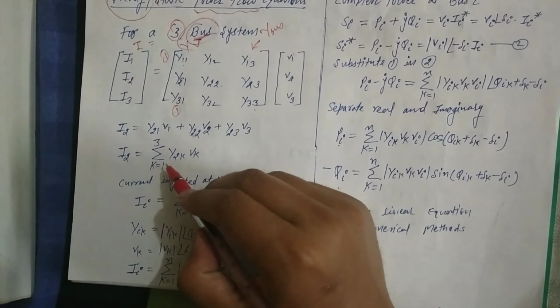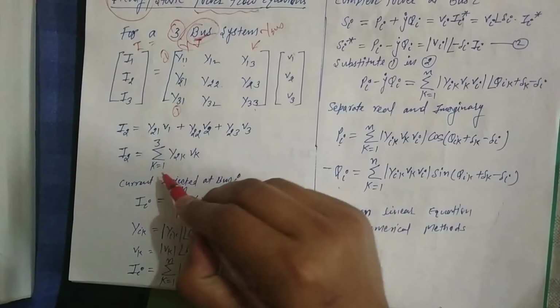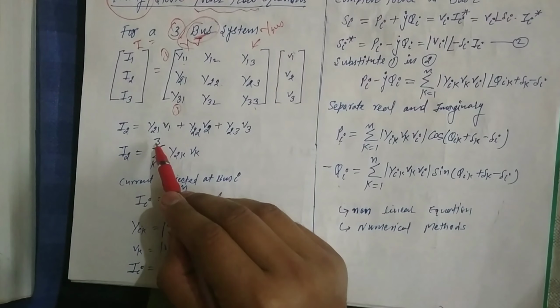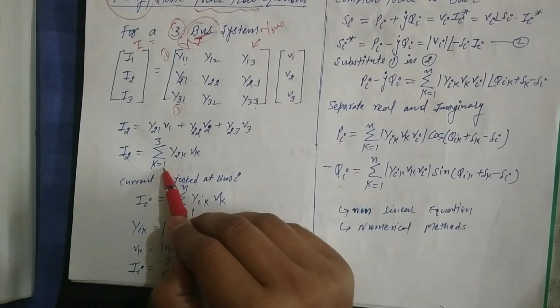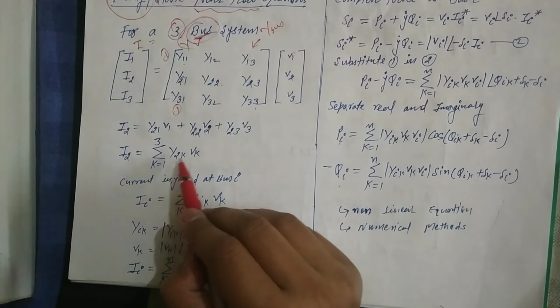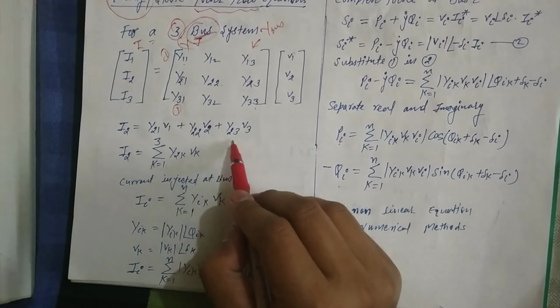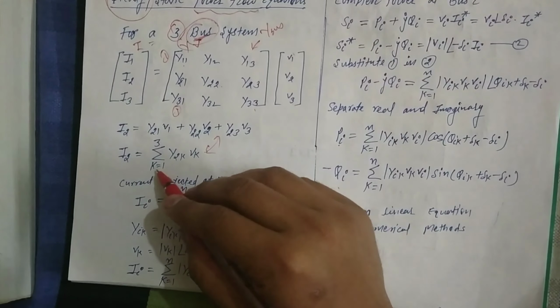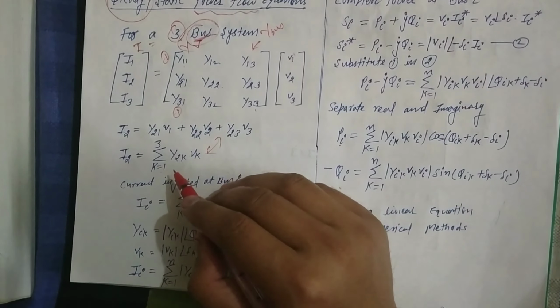Now I am writing this equation in this form: I2 equals summation of K equals 1 to 3, Y2K VK. If I place K equals 1, it will come; if I place K equals 2, then it will come, and K equals 3, then it will come. So this is directly equal to this. I am just writing in this way, in summation form.